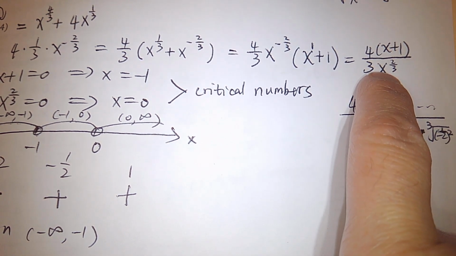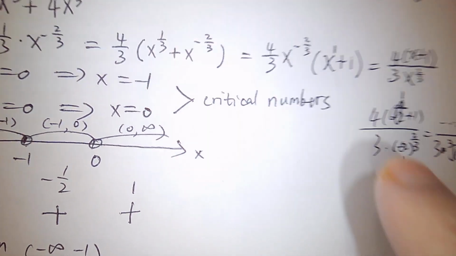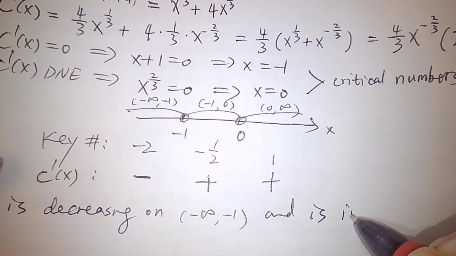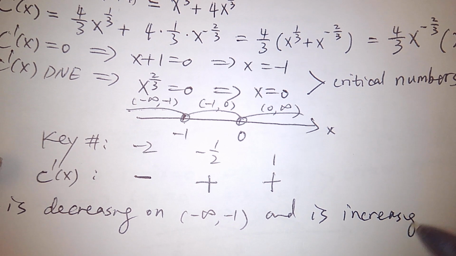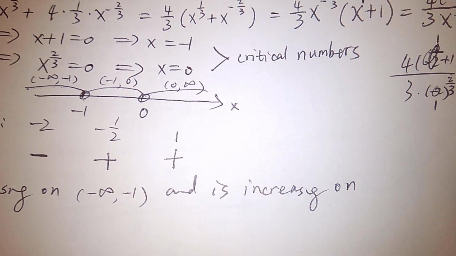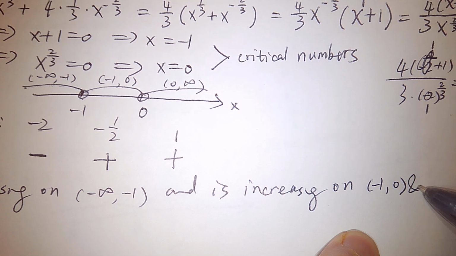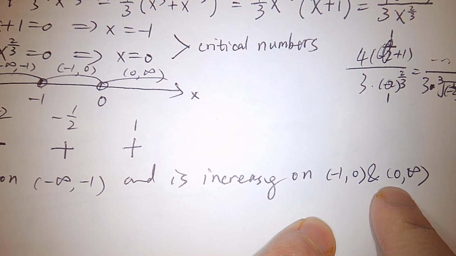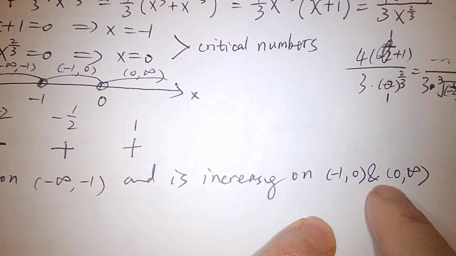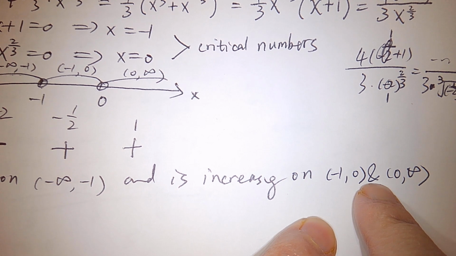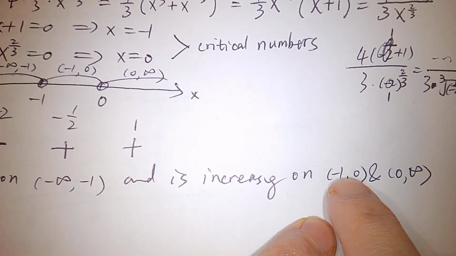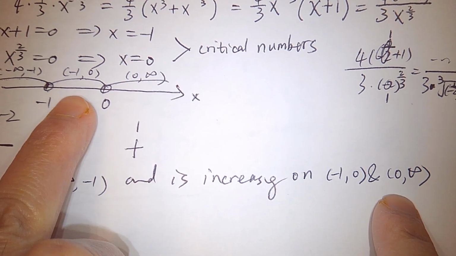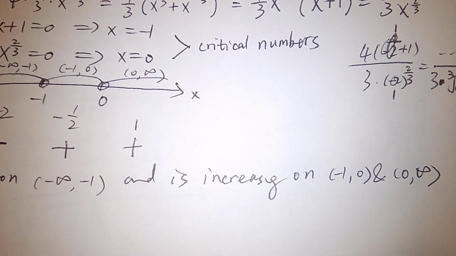when x equals 0 it does not exist, okay? So I would say, C is decreasing on this interval and is increasing on two separate intervals, okay? On what? Negative 1 to 0 and 0 to infinity. We're not talking about when x equals 0, because when x equals 0, c prime of 0 does not exist. So it does not give us a positive sign. So we say increasing on these two intervals.